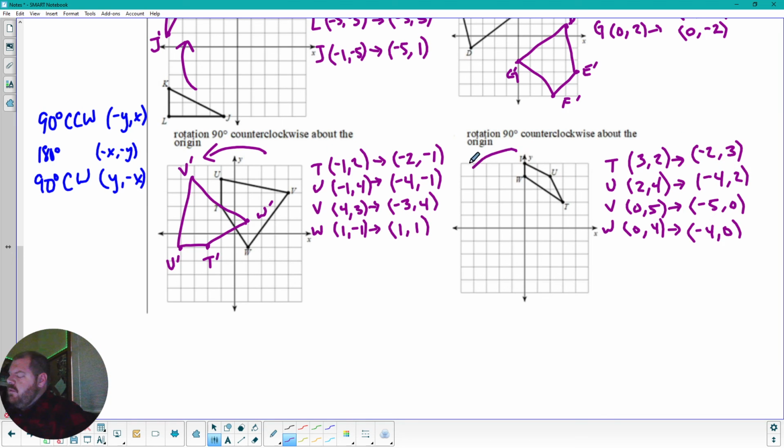And again, it should feel like we're going this direction, and I believe it will. -2, 3. -4, 2. -5, 0. And -4, 0. So this one's looking right about there. And that is T prime, U prime, V prime, and W prime.